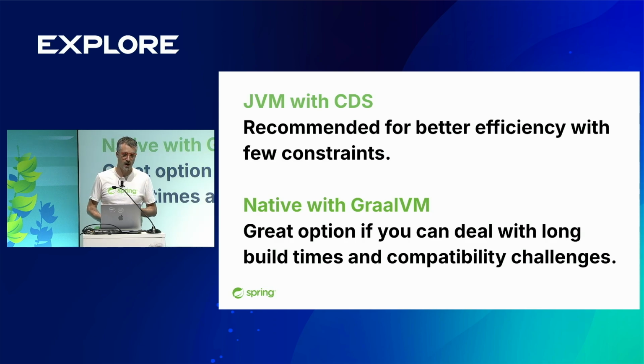So if you are asking my advice, and yours may be different, my advice is JVM with CDS is recommended for better efficiency with few constraints and is, I think, actionable for most of your projects. Native with GraalVM, if you can swallow the pill of native constraints, and if you are interested in super fast build time to scale to zero your application or reduce memory consumption, it's a great option, but you have to accept the constraints.